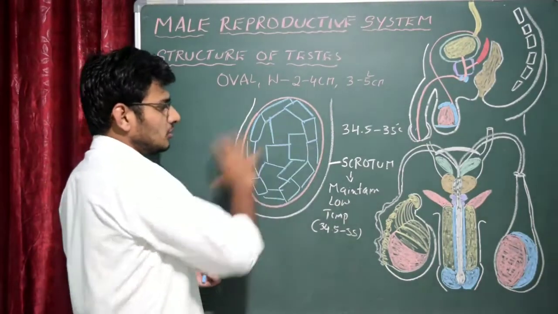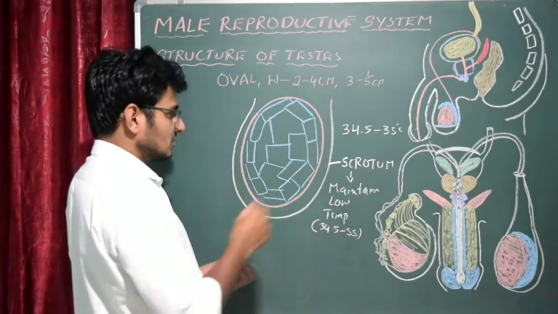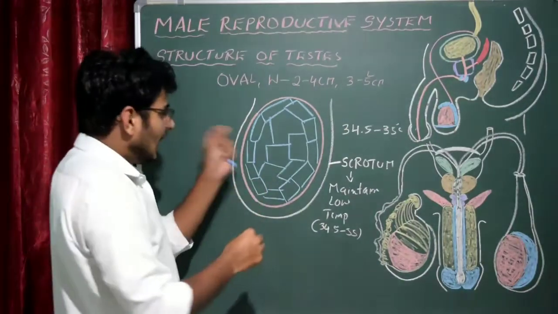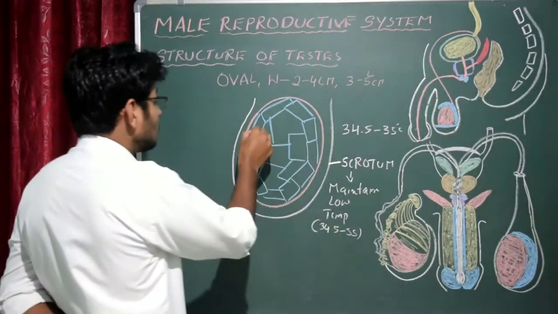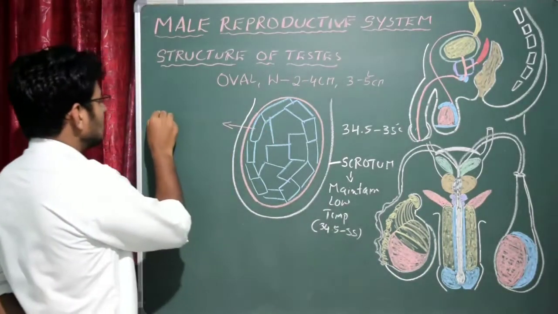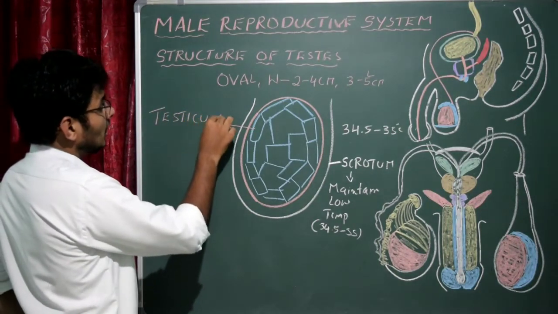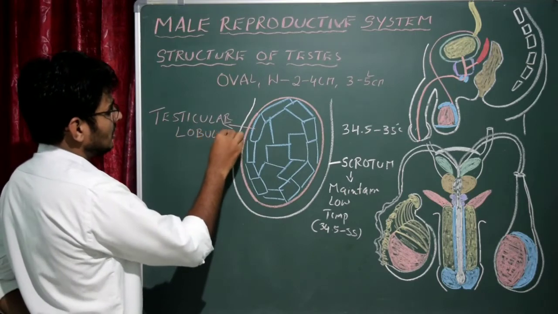Now let us look into the testis. I have already told you the external structure of the testis. Let us see what is there inside. If you take the TS of the testis, you could see many compartments. And how many compartments? Around 250 compartments. Let us name each compartment. These compartments are called testicular lobules. So each compartment is called a testicular lobule.